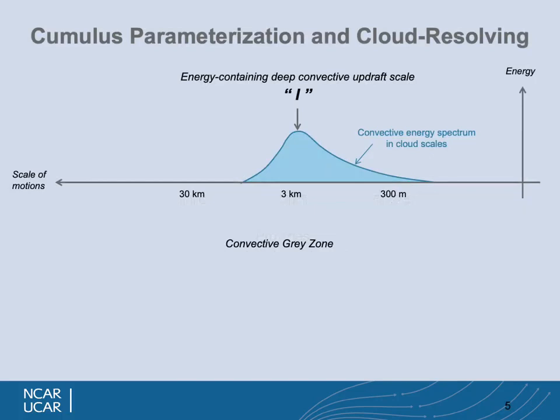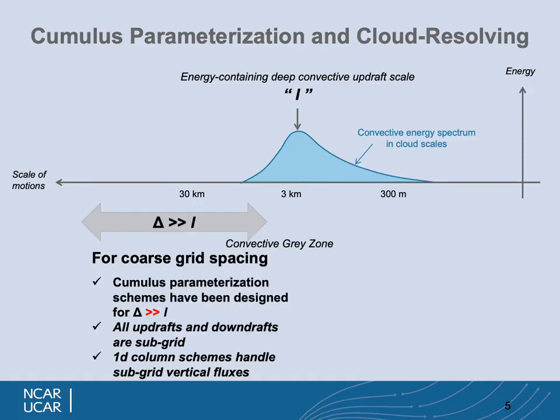This is a similar diagram as the one I showed for PBL schemes, but now the main energy-containing modes are the deep convective updrafts that are in the 1 to 3 kilometer size scale. At coarse grid sizes of 10 kilometers or more, you're not resolving these updrafts, and therefore you need a cumulus parameterization scheme that handles updrafts and downdrafts as subgrid-scale fluxes, deep fluxes from the boundary layer to the upper troposphere. So that's what this talk is mostly about, how to do this parameterization. And it's all done in a 1D column model.